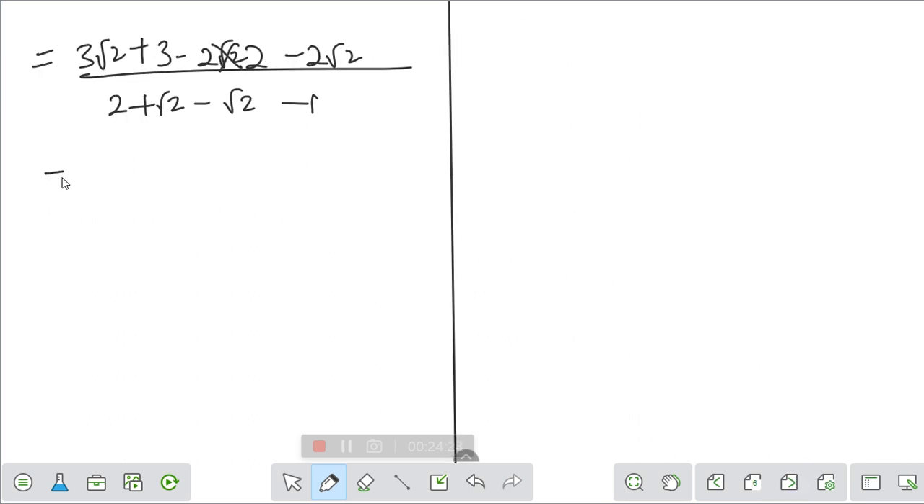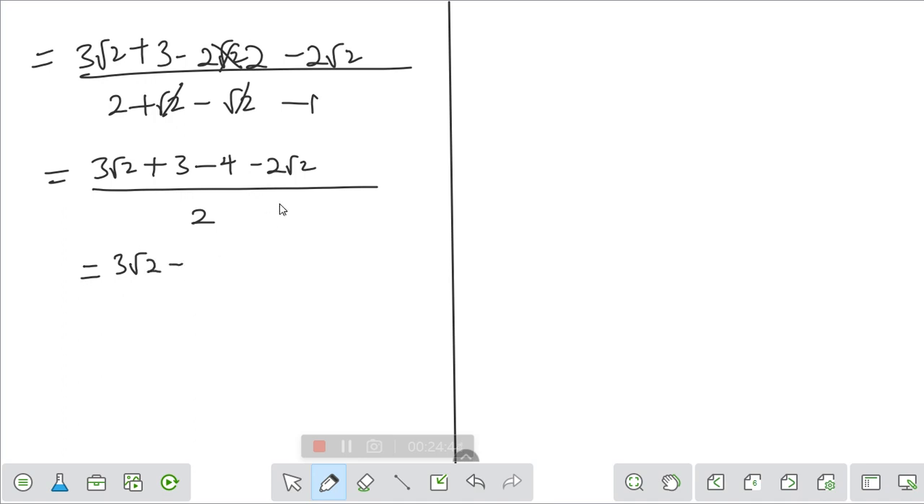So what do we have here? We now have 3 root 2 plus 3 minus 2 times 2, which is what? 4 minus 2 root 2 over. This one cancels, root 2 minus root 2. That cancels. 2 minus 1 is what? 2. So what do we now have? We now have 3 root 2 minus 2 root 2. Do you get what I did here? 3 minus 4 is minus 1, minus 1 over 2.